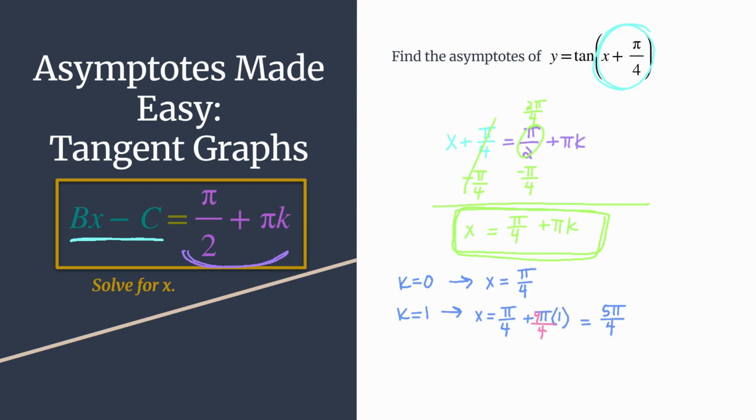Okay, one more just for good measure. Let's let k equal -1 this time, so you see it with a negative integer. So we have x equals pi over 4 plus pi times -1. That's really like minus pi. So go ahead and rewrite this whole thing as minus, instead of pi, let's rewrite it with a common denominator. 4 pi over 4 is the same thing as pi. So we have pi over 4 minus 4 pi over 4. So we see that there is another vertical asymptote at x equals -3 pi over 4.